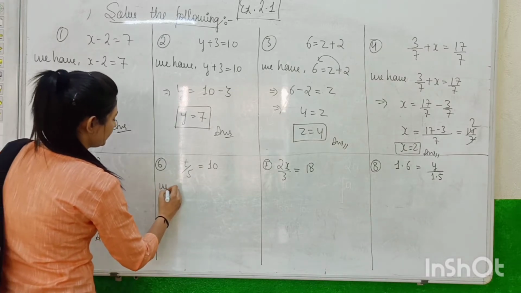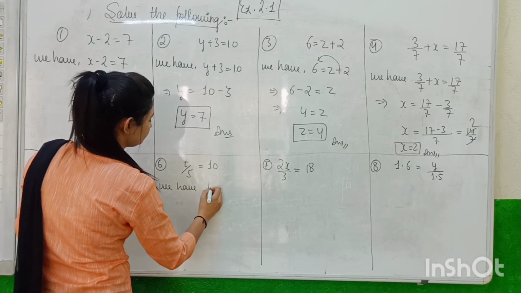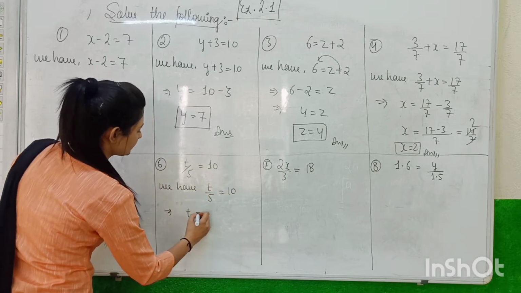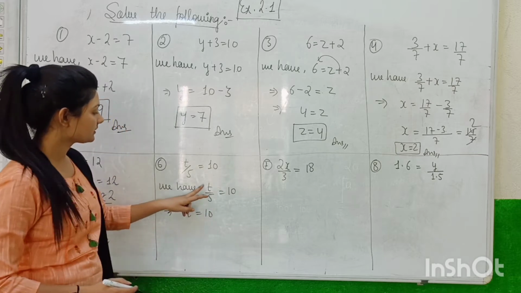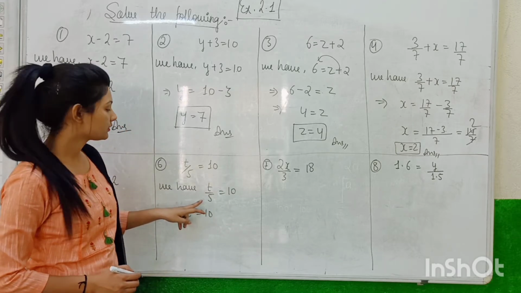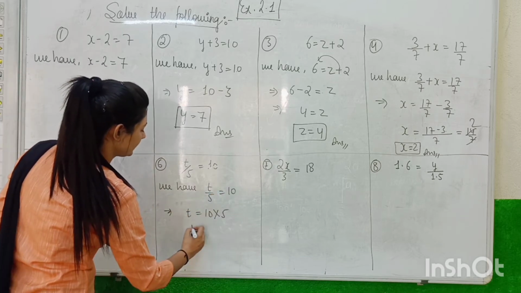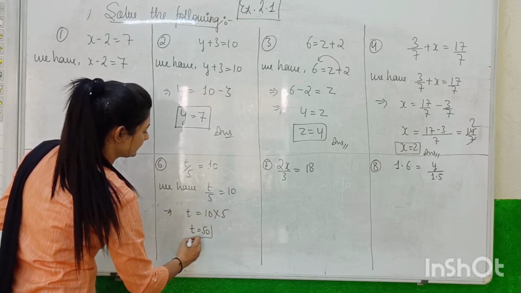Now in the sixth one, what we have, t upon 5 is equals to 10. This t will be kept here, this 10. Now this 5 is in the division. So in the right hand side, it will go in the multiplication, that is 10 into 5. So t is equals to 50.